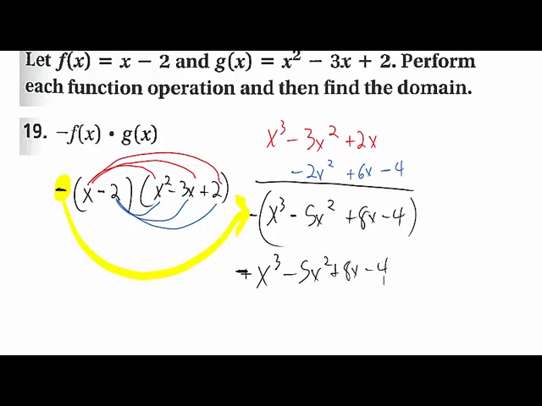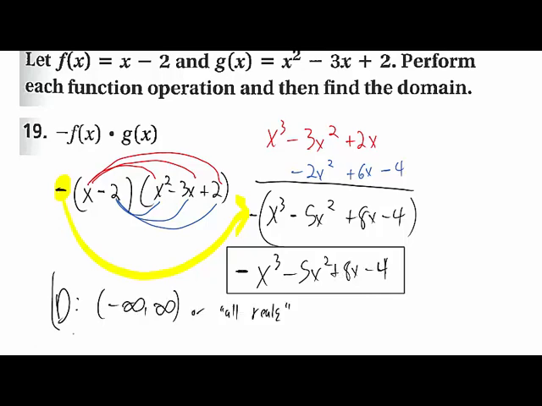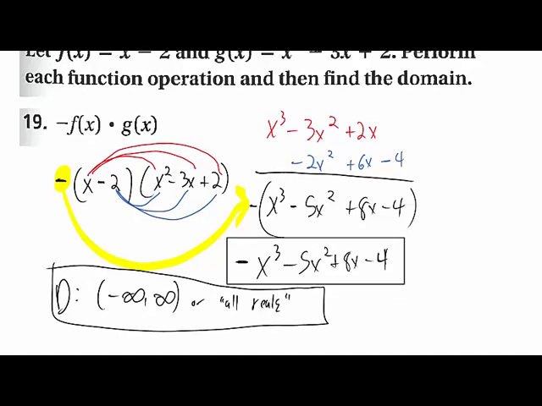Again, because this is a polynomial, and I know it's a polynomial because all the powers are positive powers, or a constant, like here, this is technically 4x to the 0. There's no x in the denominator, there's no square roots or anything, so the domain of polynomials is all real numbers. So for my domain, I put negative infinity to infinity, or all reals.